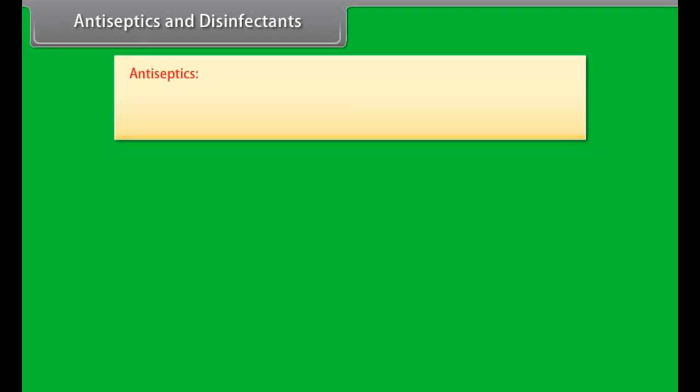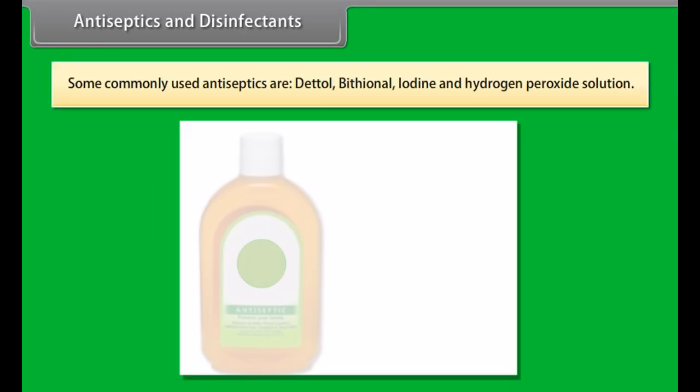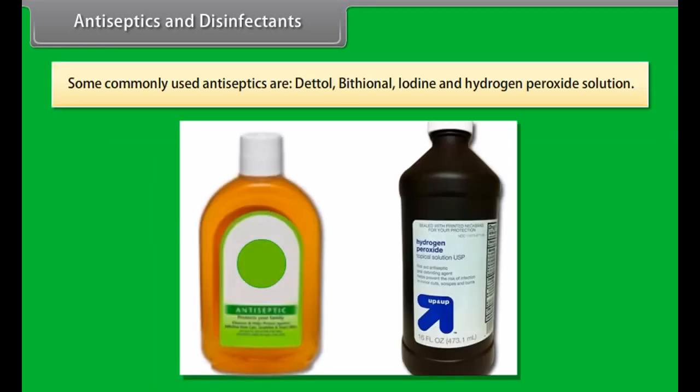Antiseptics and disinfectants. Antiseptics. Chemical substances which prevent the growth of microorganisms or kill them but are not harmful to living human tissues are called antiseptics. Antiseptics are applied to the living tissues. These are applied to wounds, ulcers, and diseased skin surfaces. Some commonly used antiseptics are Dettol, bithionol, iodine, and hydrogen peroxide solution.